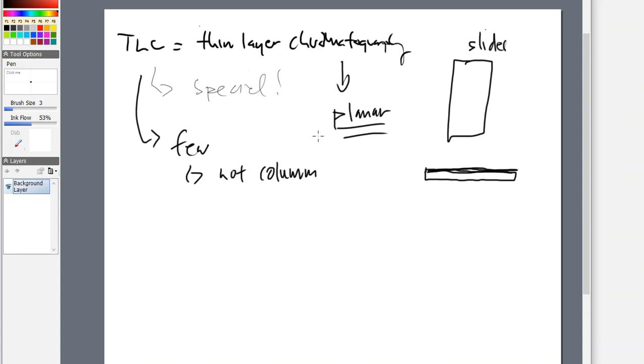So things are going to behave a little differently with TLC, and that's why we kind of devote some time to it here. Of course we're going to, because it is somewhat unique in its own way.